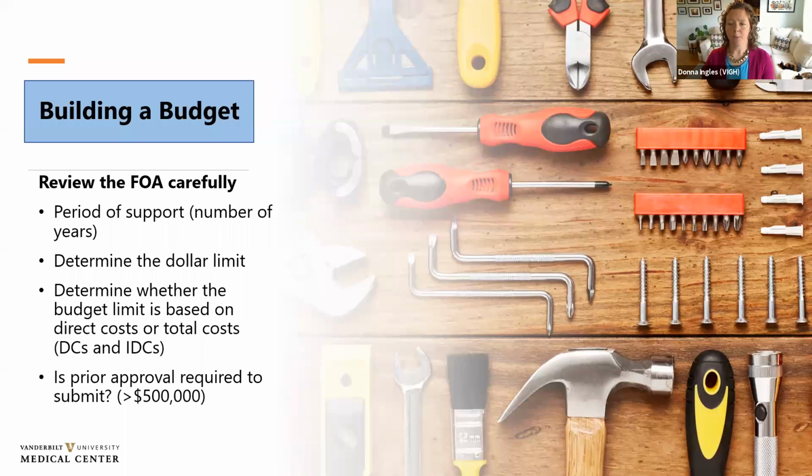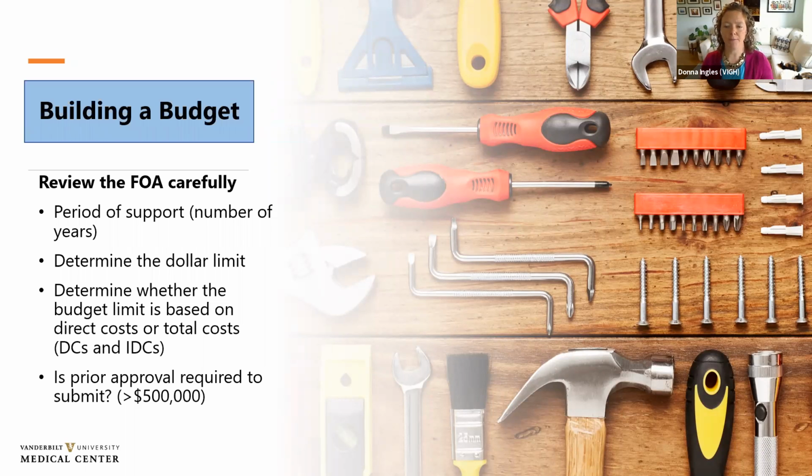When reviewing a funding opportunity, pay specific attention to a few things. You want to pay attention to the dollar limit per year and understand whether that limit is based on direct costs or total costs. If they say your direct costs can only be $250,000 a year, that's different than if they say your total cost can only be $250,000 a year, which would include direct and indirect. And that can make a huge difference in what you can propose in the scope of work that you have.